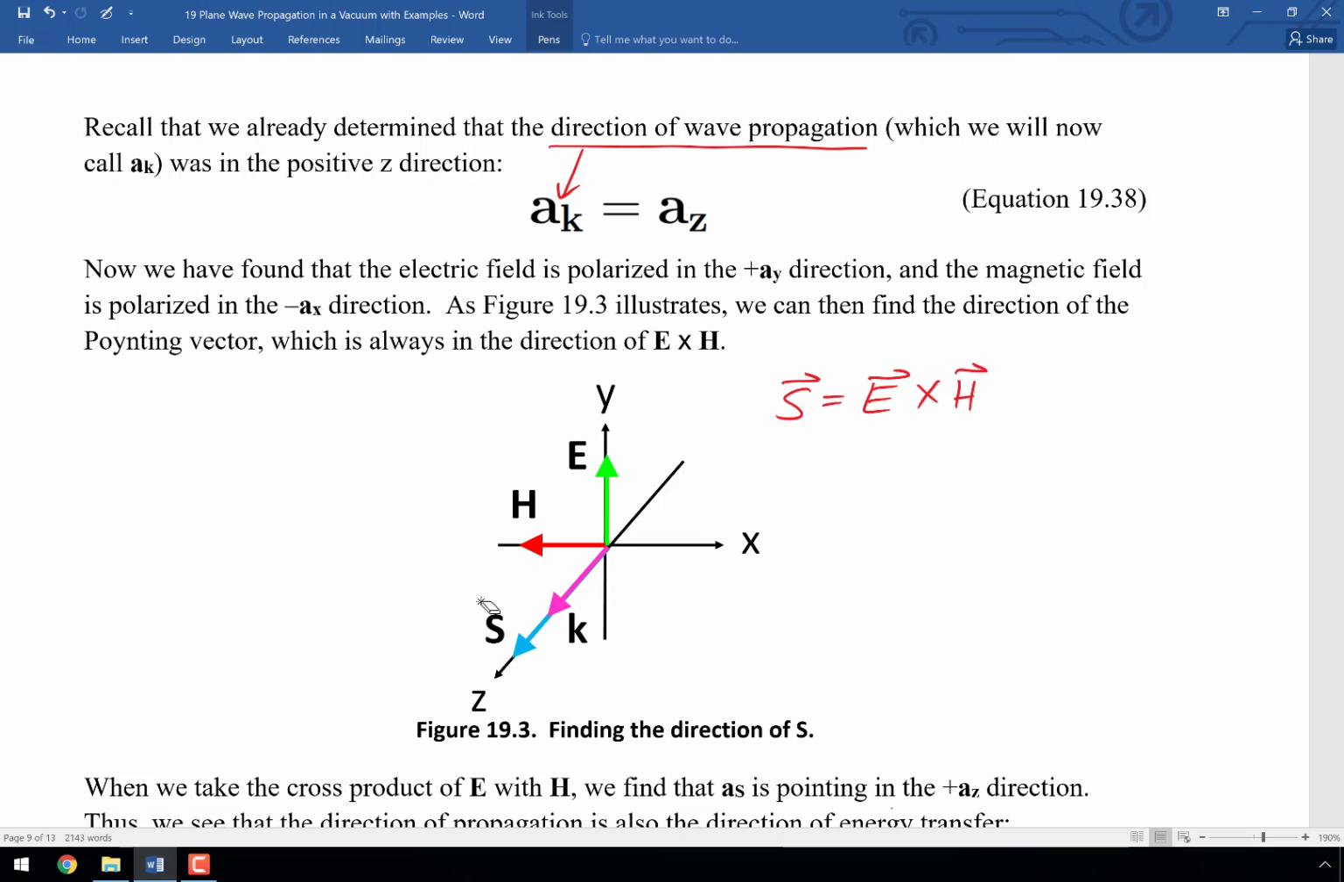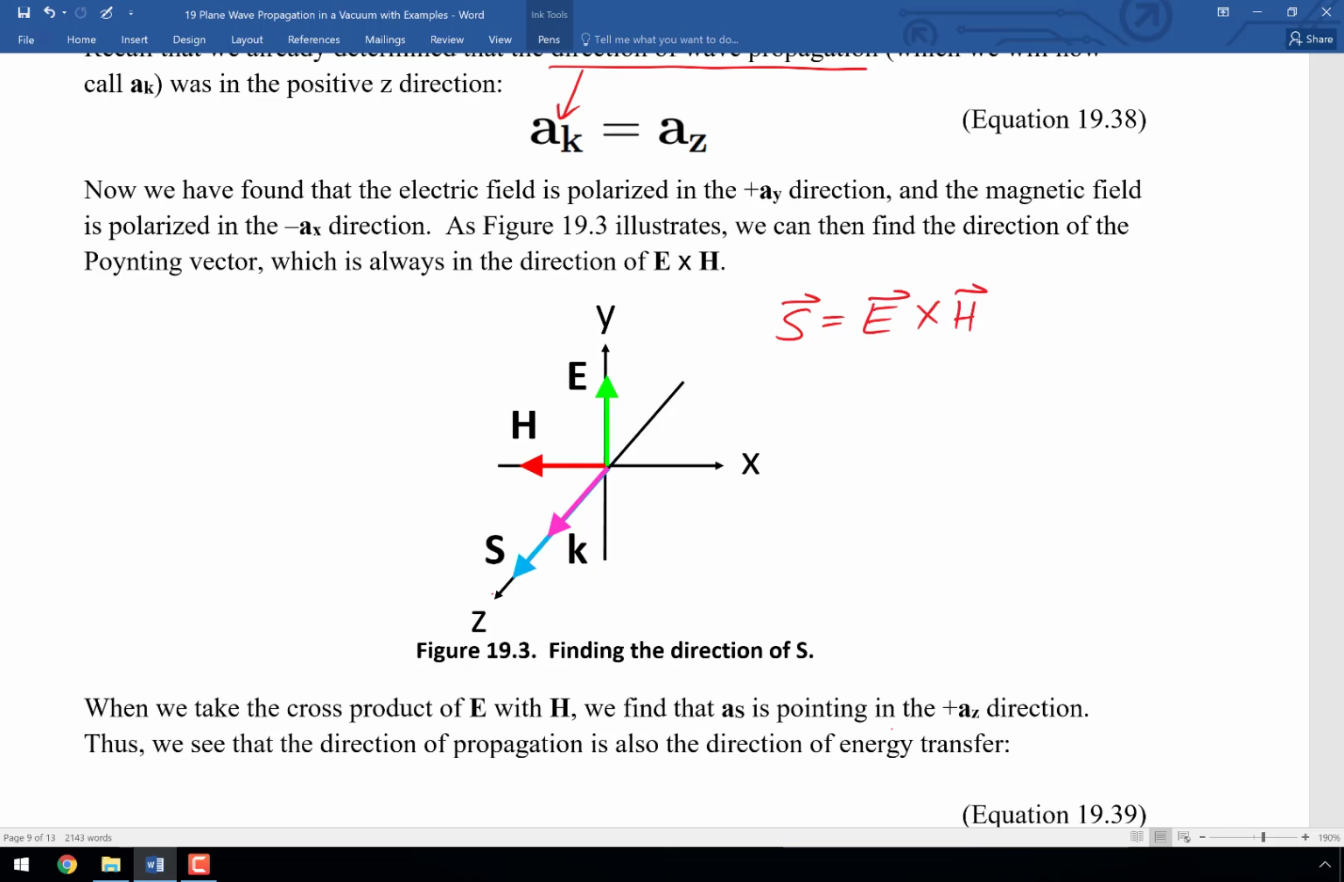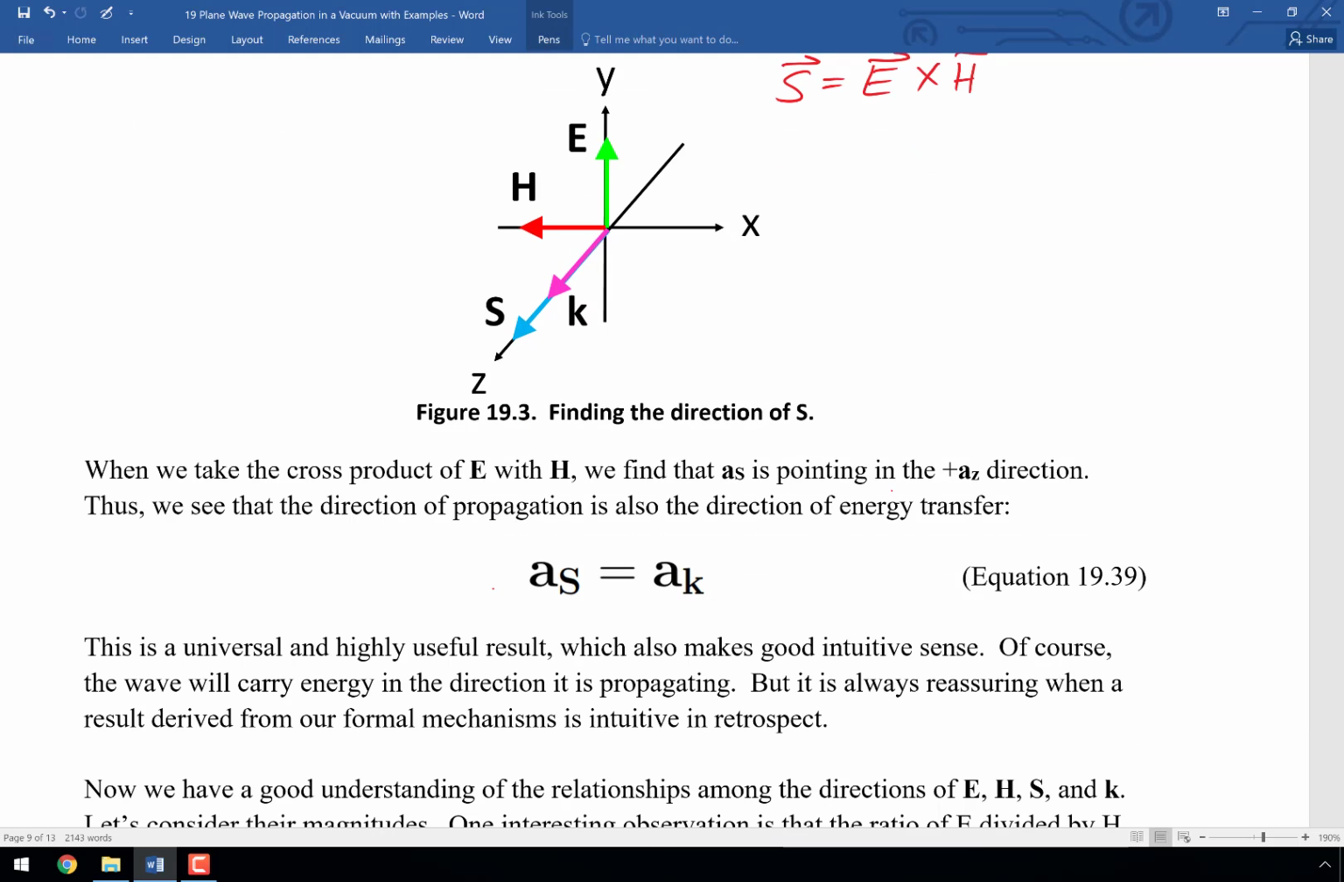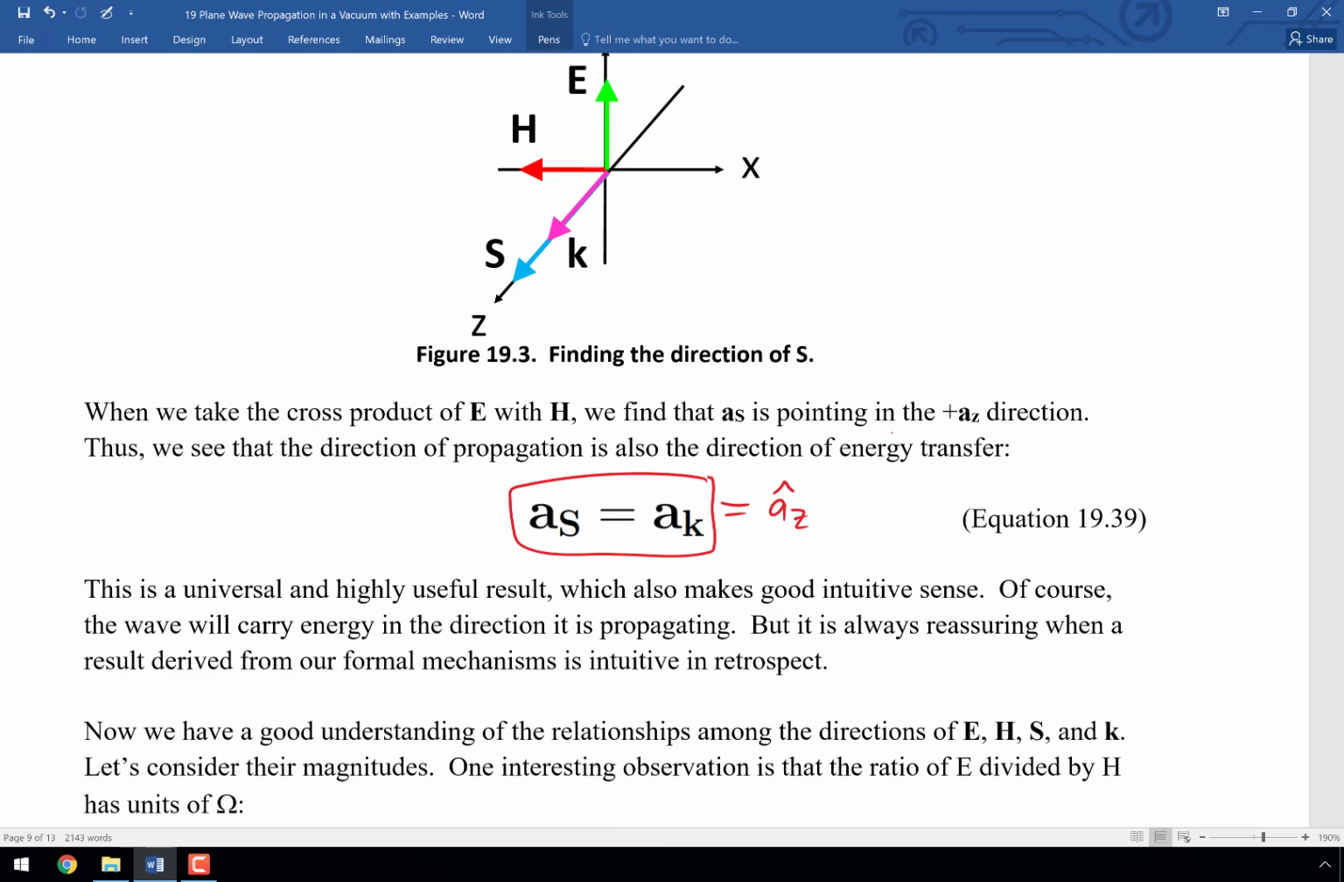This will always be true, that the direction of S and the direction of k will be equal to each other, because the direction of k is the direction that the wave is propagating, and the direction of S is the direction that energy is flowing. It's very intuitive after we see it that a sub S must be equal to a sub k, which in this one example case is equal to a sub z. But that's not always going to be true. What is always going to be true is that a sub S is equal to a sub k, because the direction of propagation is necessarily the direction of power flow.